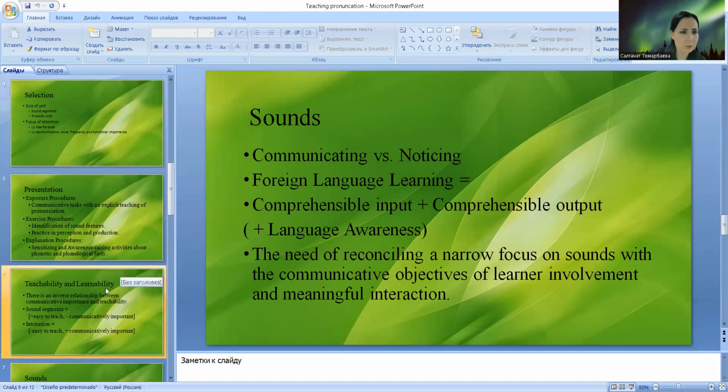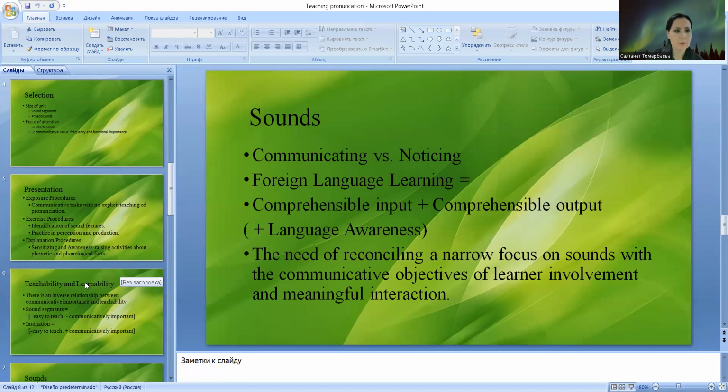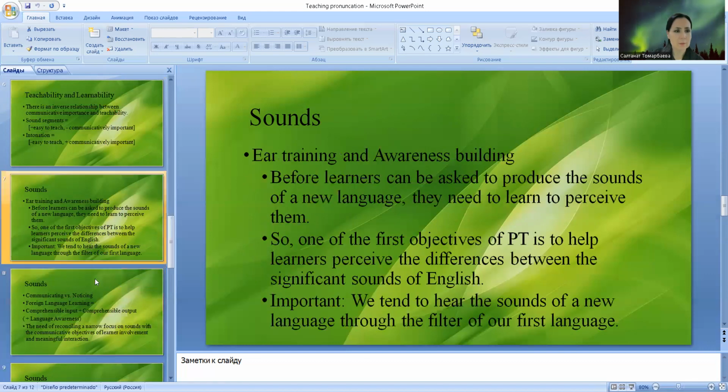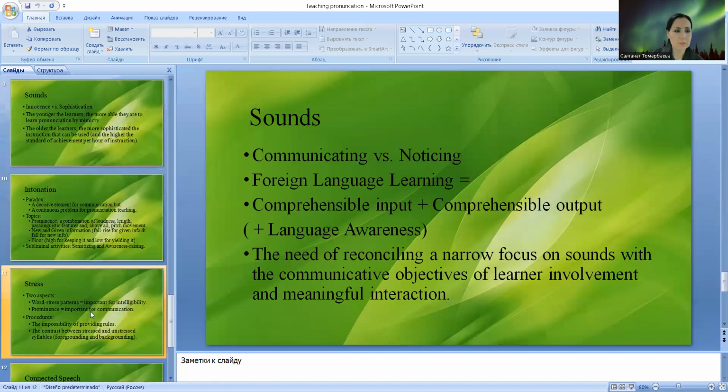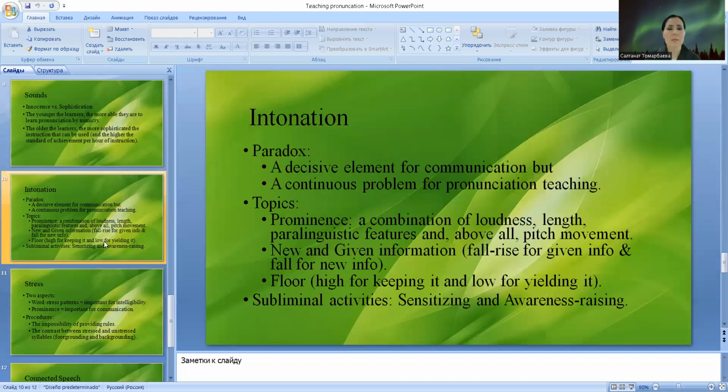Presentation, sounds, communicative. Ear training, communicative noticing. Next, two aspects, paradox. Intonation also plays a so important role. We should put the intonation correctly. The word, for example, paradox: a decisive element of communication, but a continuous prevalent pronunciation teaching.